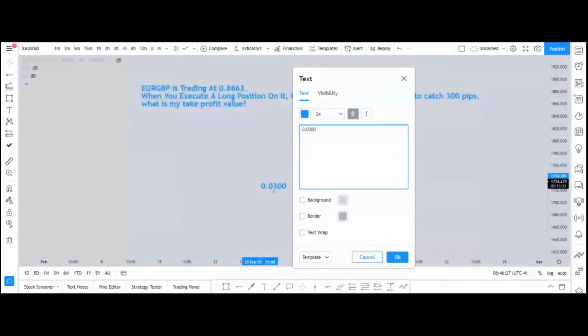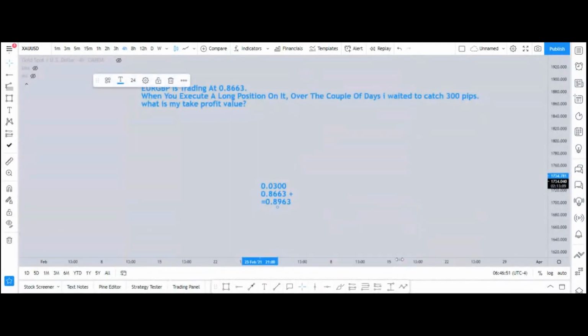Very simple. All I need to do is add 0.8663, an addition. Adding them together, my answer would be 0.8963. So our answer for ERGBP, our take profit value, will be 0.8963.